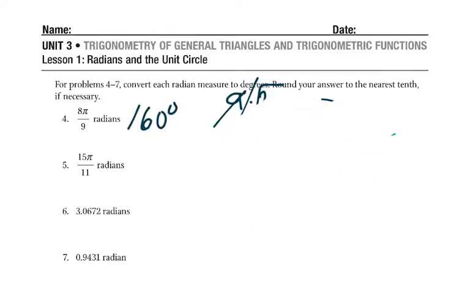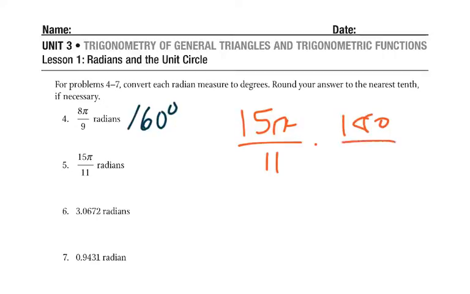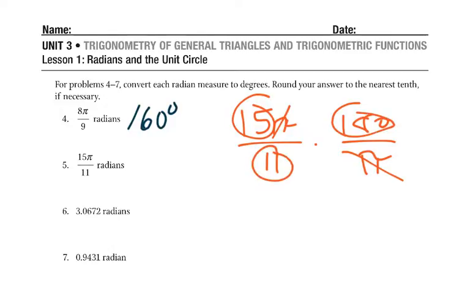Okay, so then we do the same thing for the next one. Now, if you had a calculator, you could easily just multiply it out, like this. So 15 pi over 11 times 180 over pi. The pi's cancel out. I could go 15 times 180 divided by 11 and get my answer, or 15 divided by 11 times 180. Either way it works. I usually try to simplify this when I can.